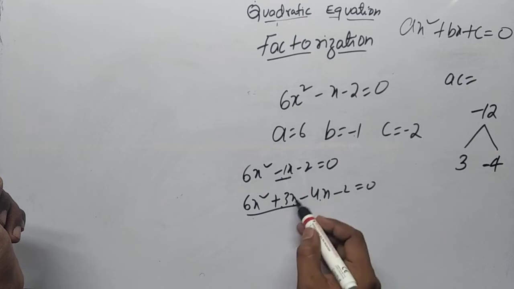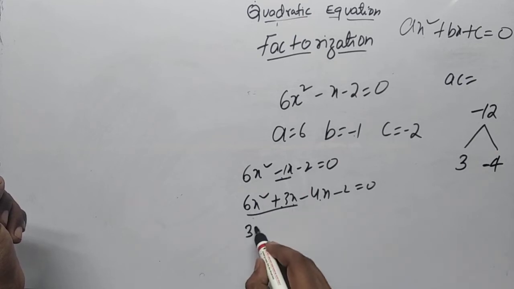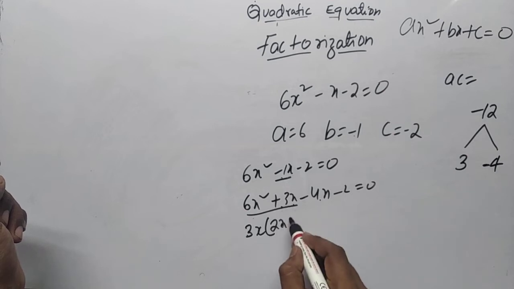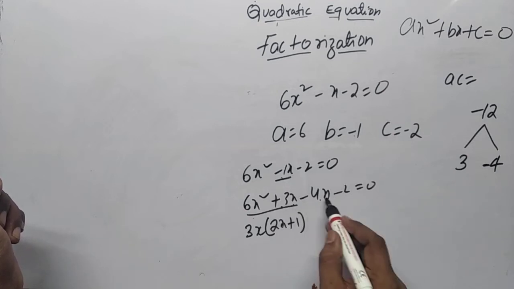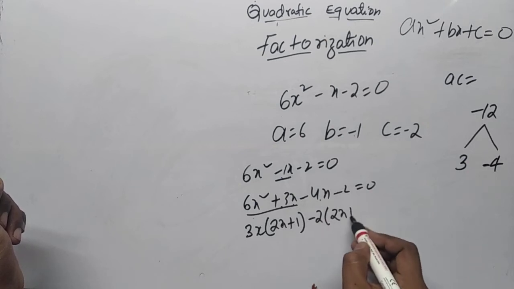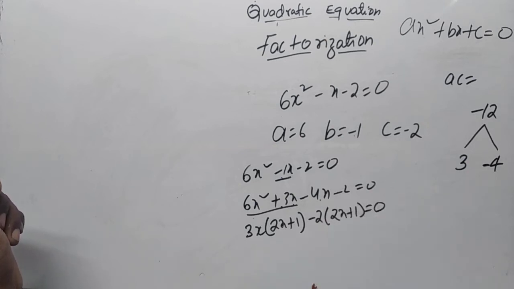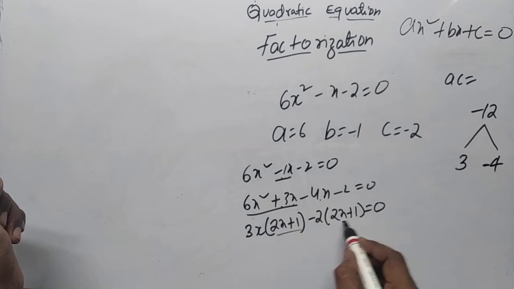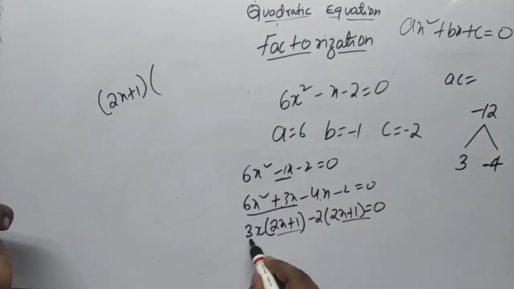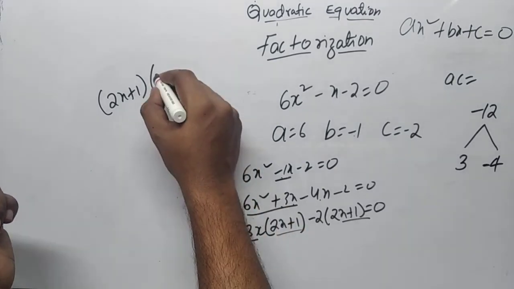So what you need to do is take 3x common here. If you take 3x common, we will get 2x plus 1. Here, if you take minus 2 common, we will get 2x plus 1 is equal to 0. So what you need to take is 2x plus 1 as common, so 3x minus 2 will be left.